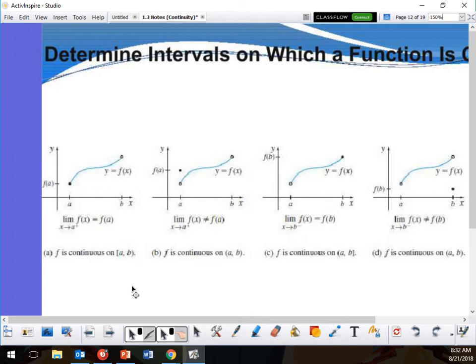So now the limit as x approaches b from the left-hand side, so from the left, of the function f of x is equal to f of b. So that means that f of b, this point right here, is included. You know what I'm saying?